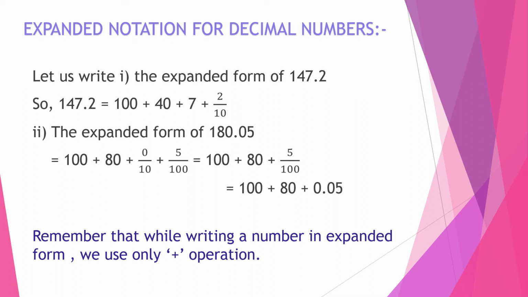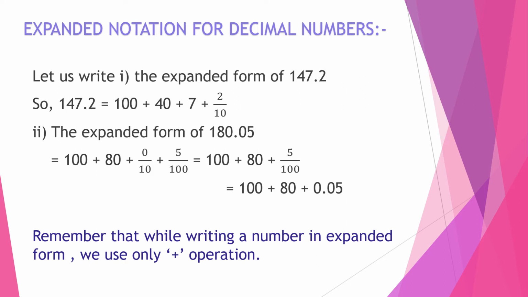Similarly, what about the decimal places? As you are moving from left to right after the decimal point, the first digit after the decimal point is multiplied by 1 by 10. That place is called the tenths place, right? That means the first digit is divided by 10. The second digit is divided by 100. That is called the hundredths place. Got it? Then the thousandths place. That means the third digit after the decimal point is divided by 1000. And it goes on like that.